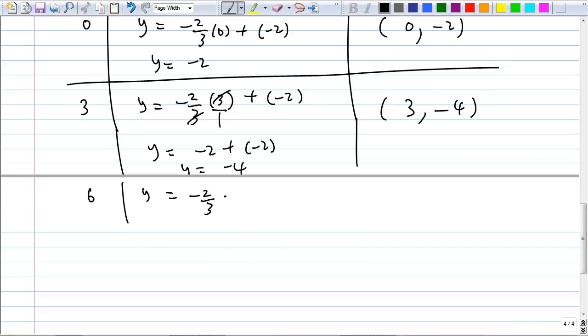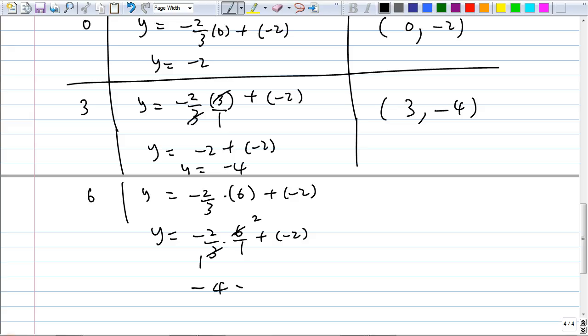negative 2/3 times 6 plus negative 2, which is y is equal to negative 2/3 times 6 over 1 plus negative 2. Notice 3 goes into 6 twice, 3 goes into 3 once, so you get negative, what's negative 2 times 2? You get negative 4 plus negative 2, which is negative 6. So we get 6 comma negative 6.